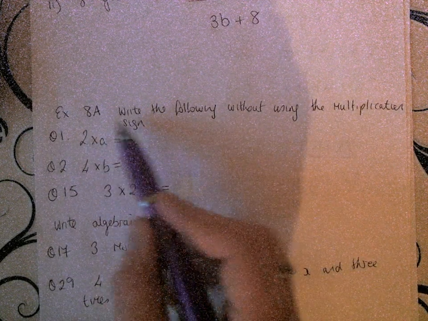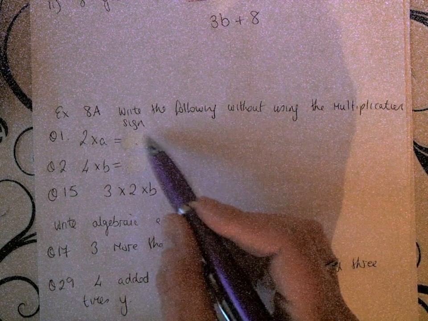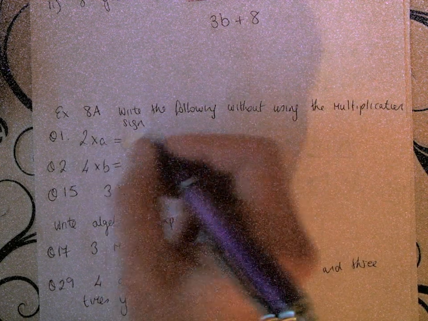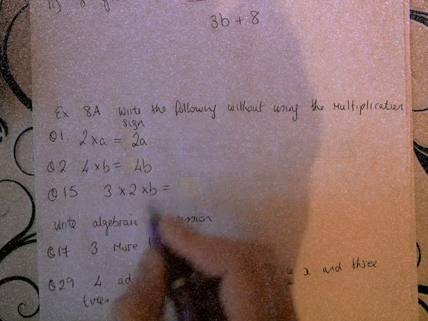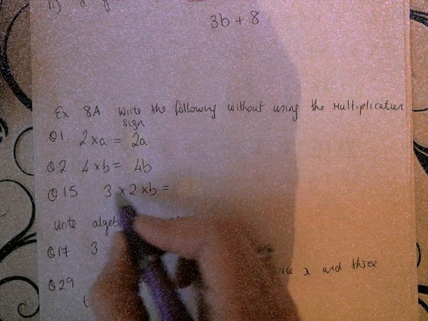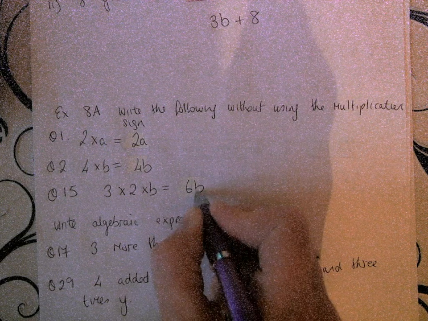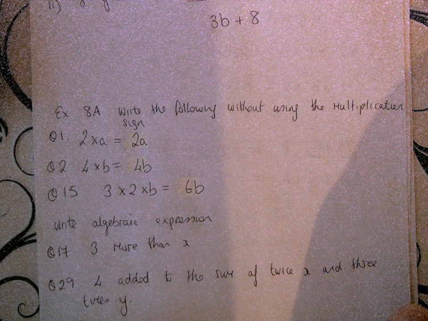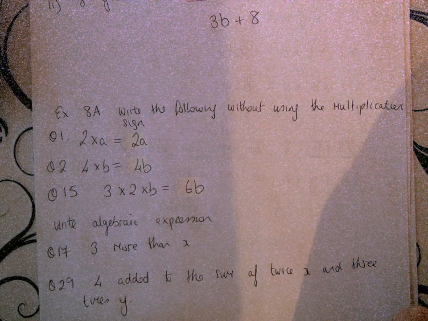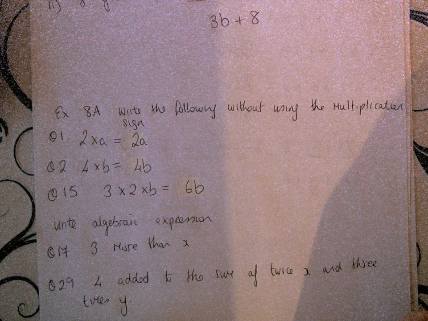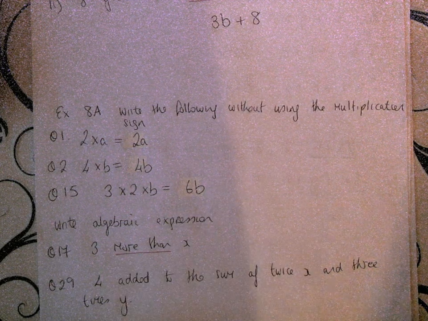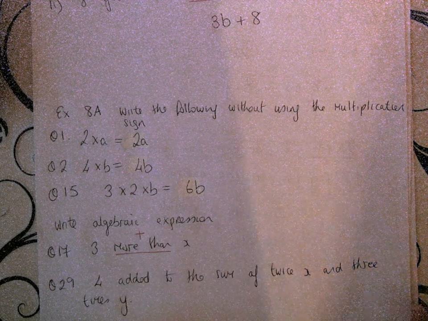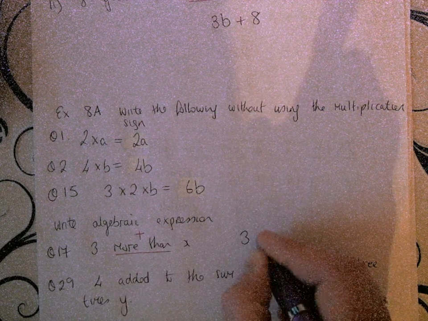Okay, exercise 8a. Write the following without using the multiplication sign. So 2 by a is 2a. 4 by b is 4b. 3 by 2 by b. So we multiply 3 and 2 and we get 6b. Okay. Then write algebraic expressions. 3 more than x. So 3 more than x means plus. So you can just write 3 plus x.